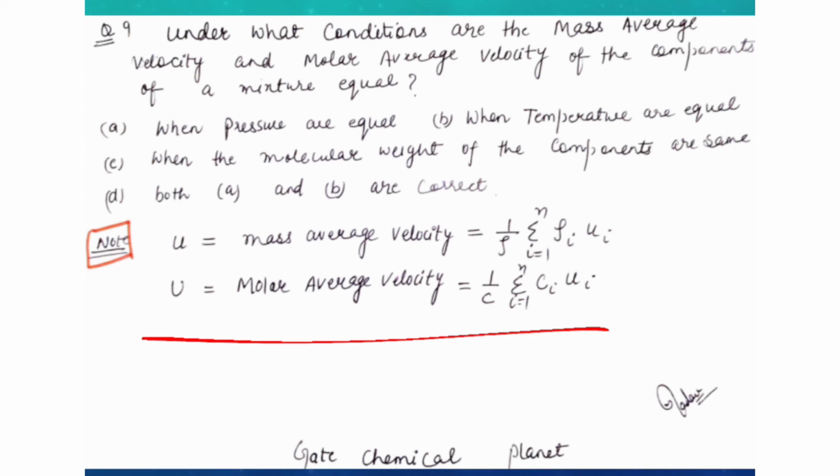So students, I want to give information about the molar and mass average velocities. Molar and mass average velocities are equal when the molecular weights of the components are equal. So when the molecular weights of the components are equal, the molar average velocity and mass average velocity, the small u and the capital U, are equal. So I think it is clear to all of you. The option here is C. When the molecular weights of the components are the same, small u equals capital U. So now move on, question number 10.